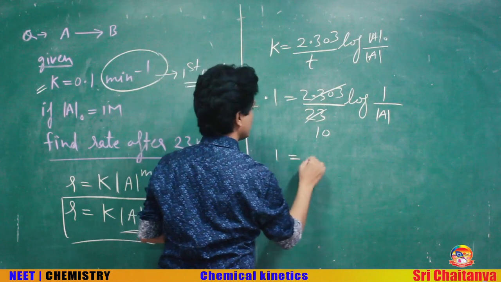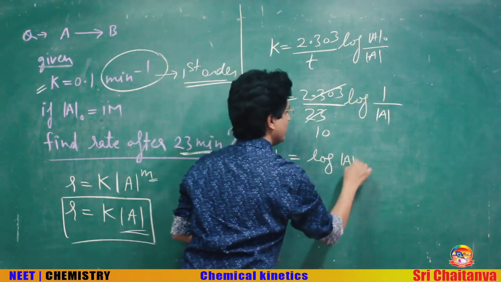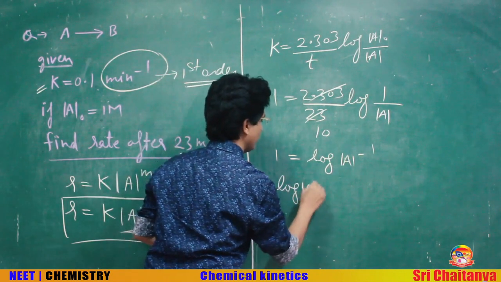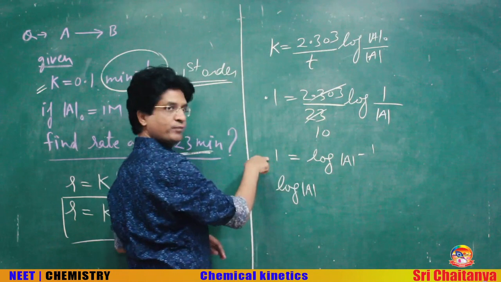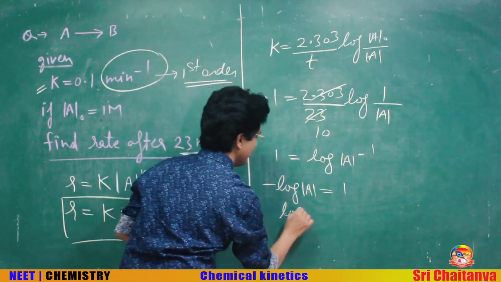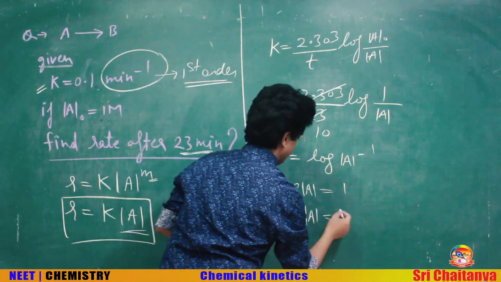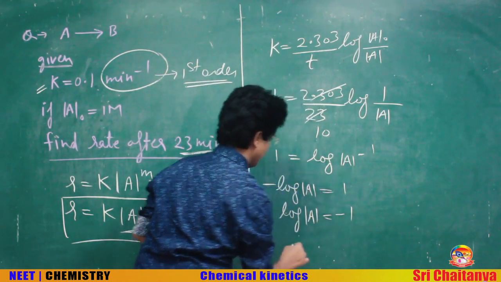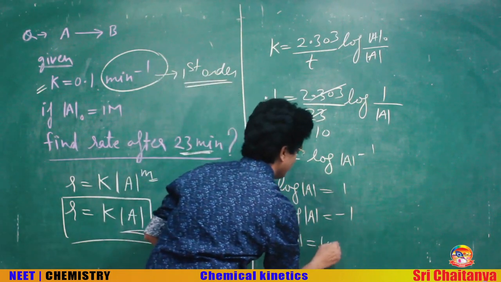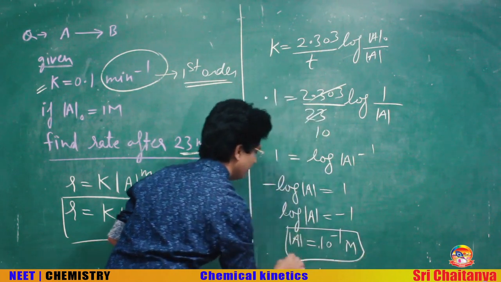So 1 equals log of 1 by A, which can be written as A inverse. So rearrange that, it will be log of A, and this minus will go there. I mean, this is minus of log A equals 1, or you can say log of A will be minus 1, or you can say A will be, take the anti-log now, that will be 10 to power of minus 1 molar.